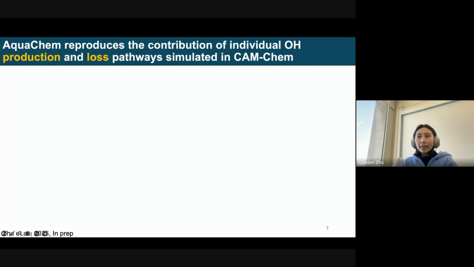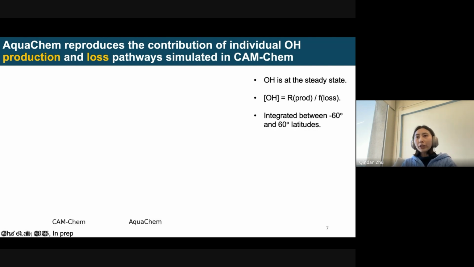Next, I want to demonstrate that the AquaChem is actually useful for us to understand these complex OH chemistry systems. Here we conduct a lot of different validation tasks, but here I'm showing you that the AquaChem is able to reproduce the contribution of the individual OH production and loss pathways. Why do we care about the OH losses and productions? This is because OH is so short-lived, so it's always assumed that the OH is at a steady state. So the OH concentration equals the total OH production rate divided by the total OH loss frequency.